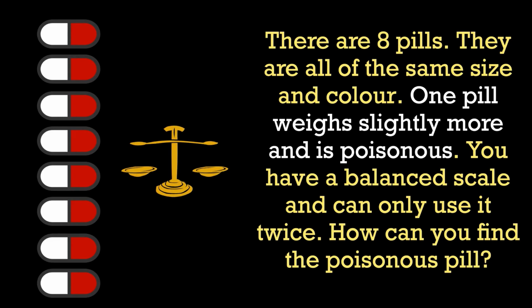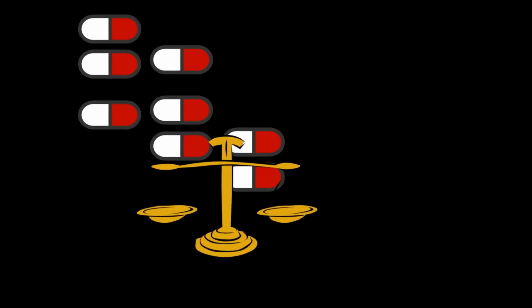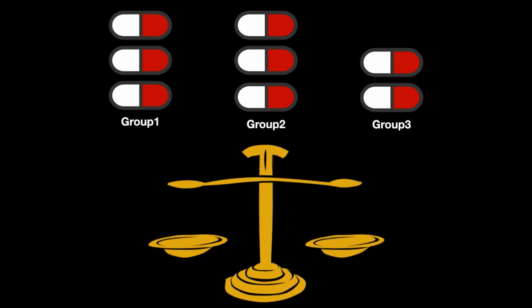Let me explain the solution now. First of all, split the pills into the following groups. Group 1 must contain pill numbers 1, 2, 3. Group 2 must contain 4, 5, 6. And group 3 must contain 7 and 8.